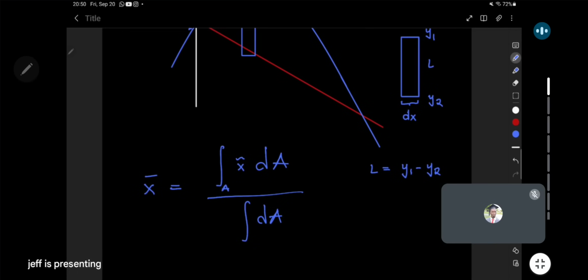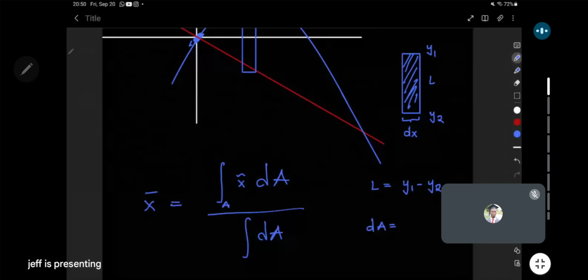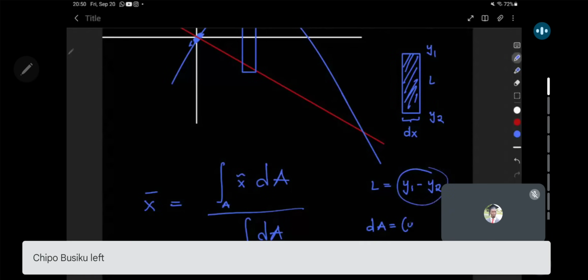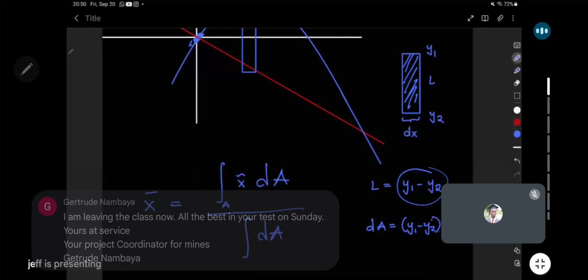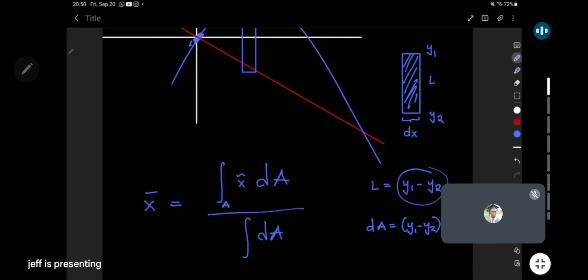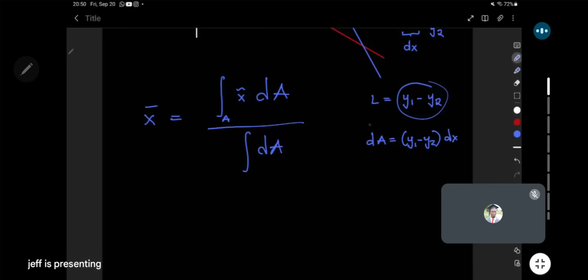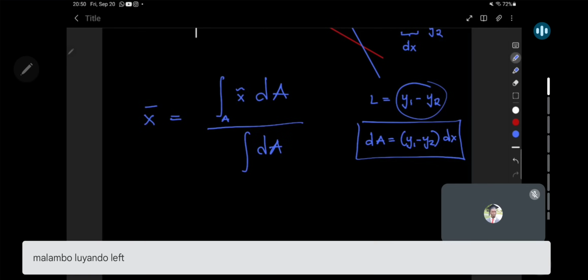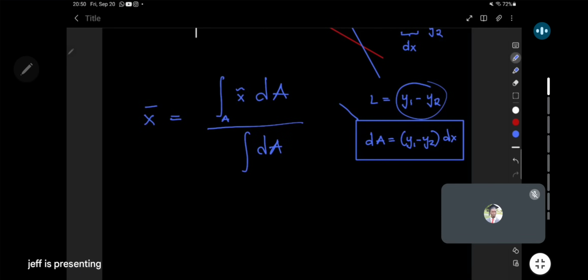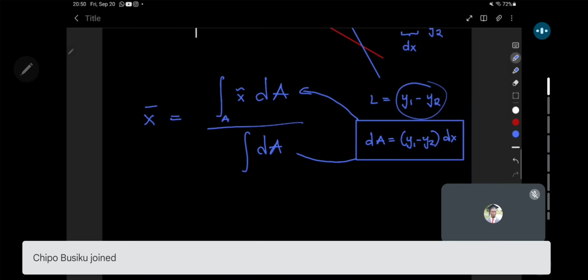If we wanted to get the area of this differential section, since it is a differential area, we go with dA. This will be equal to the length, which is controlled by these two, y1 minus y2, multiplied by the thickness. The thickness is dx. So this is how we get the area. Now we know the shape of dA, and it is going to go there, and it is also going to come here.